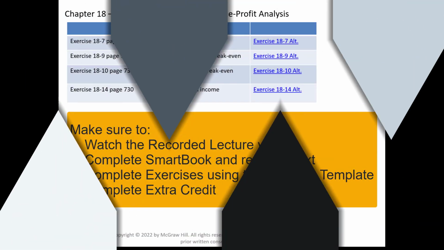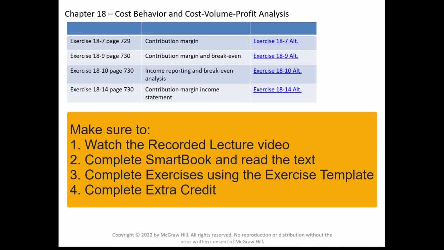This video is on Chapter 18, Cost Behavior and Cost-Volume-Profit Analysis. I will be reviewing some of your homework assignments, the alternate exercises 7, 9, 10, and 14. These are similar to your homework assignments, but not the exact same numbers. Also, make sure that you have already watched the recorded lecture that I provided for this chapter, because in these videos, I am only going over the homework assignments.